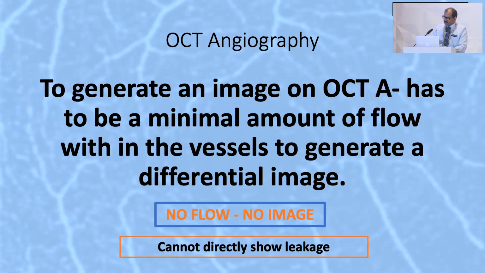One basic piece of information which is important in interpreting OCT angiography in relation to macular degeneration is that to generate an image on OCT angiography, there has to be a minimal amount of flow within the vessels. If there is no flow, there will not be any image. And another important thing is that OCT angiography cannot directly show leakage.